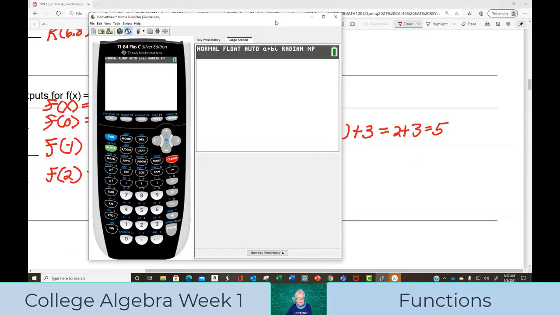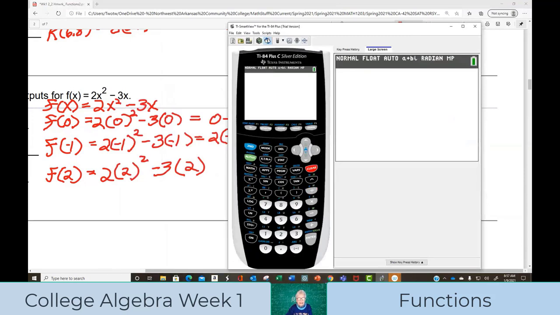Okay, so let me see what this is. I'm going to type it in and then I'll make it bigger for you. 2, parentheses, negative 1, close parentheses, and then squared. I'll go over the keys I hit: minus 3, parentheses, negative 1, parentheses closed.